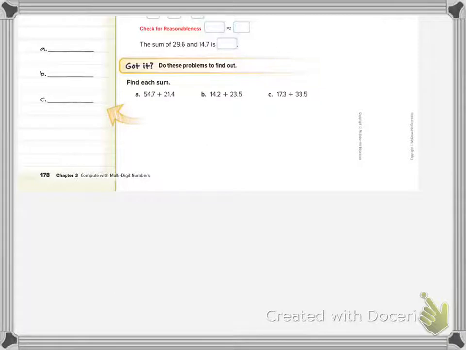Welcome back. I will walk you back through A, B, and C. We have 21.4 and 54.7. We're going to add those together. You have 7 plus 4. Is it 761? No, we have to bring down our decimal. It'd be 76.1. So A, you should have received an answer of 76.1.